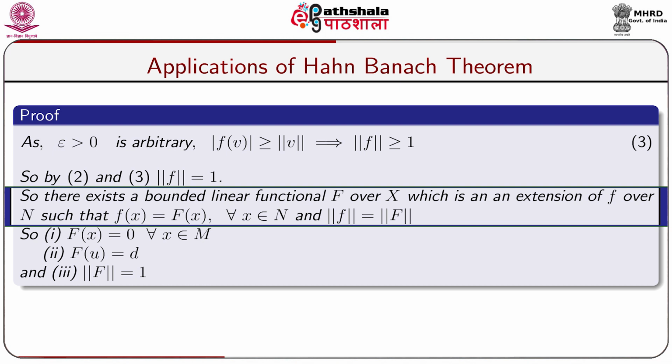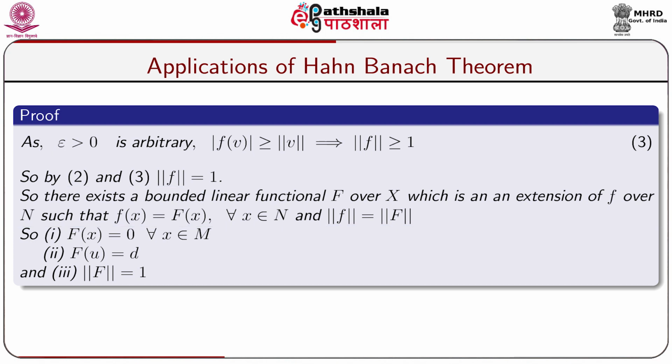N, such that f(x) is equal to capital F(x) for all x belongs to capital N, with norm of F equal to norm of f, that is, norm of small f is equal to norm of capital F. And hence we get capital F(x) is equal to 0 for all x belongs to capital M, and number 2, F(u) is equal to d, and number 3, norm of F is equal to 1.